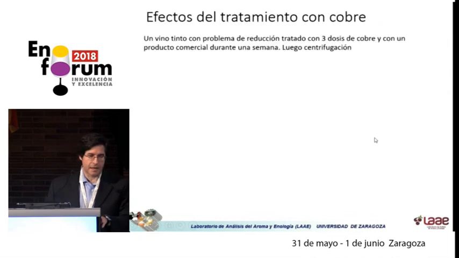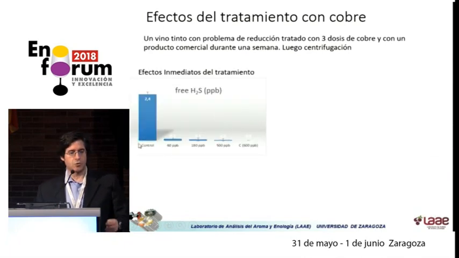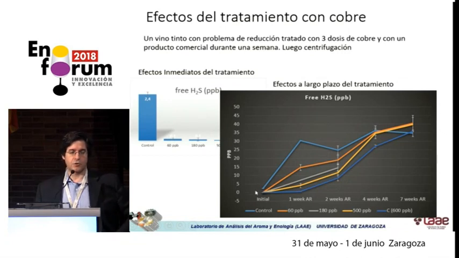What are the solutions? Well, we have good and bad news here. What about treatments with copper? When red wine with a certain reduction problem is treated with 3 different doses of copper, as copper sulfate or with a commercial product, we see that the immediate effects of the treatment are great, very good. You see the control wine here, and the moment we add copper, the hydrogen sulfide disappears. What happens when this wine is aging or starts aging? This is the one without copper. This is approximately what would happen after 6 months of accelerated aging, and we see that this wine can even give away 30 parts per billion.